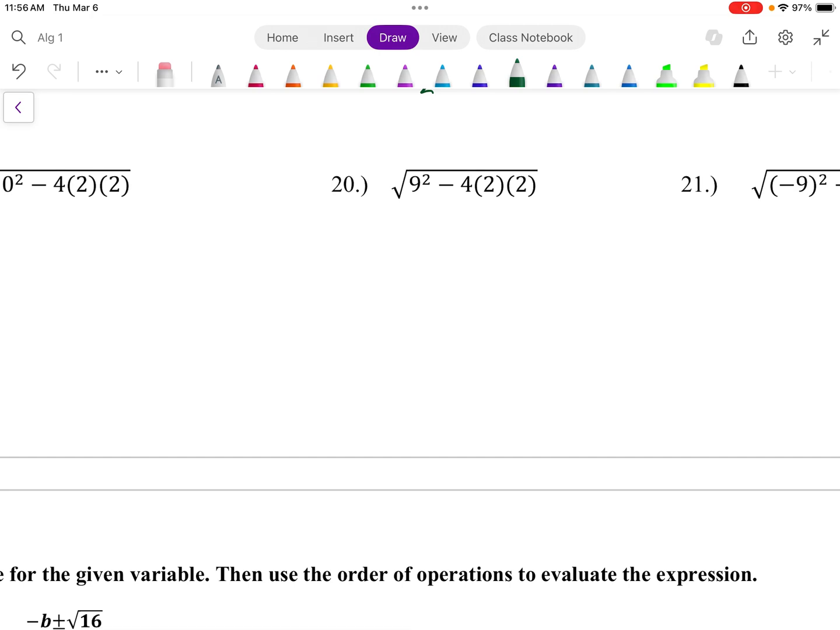What about if we had multiple operations underneath our radical? So if we had something like the square root of 9 squared minus 4 times 2 times 2. Well, I can't take the square root of this, so I need to simplify this first.